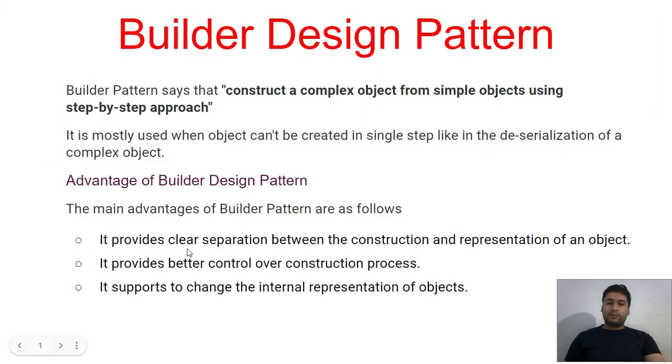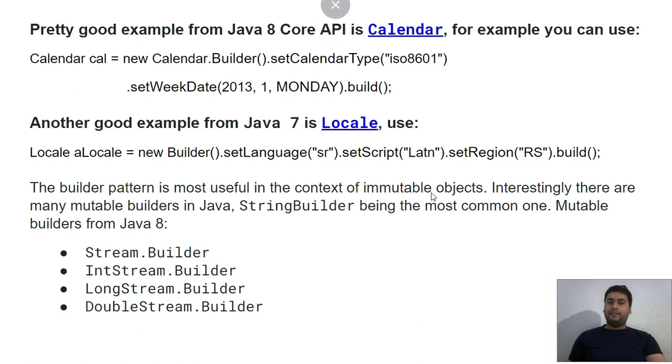It provides a clear separation between the construction and representation of the object. It provides better control over the construction process. It supports changing the internal representation of the object. Here I will give a good example of the builder design pattern. In JDK 1.8, JDK 7 and some later versions, we have lots of builder design patterns available in the JDK.